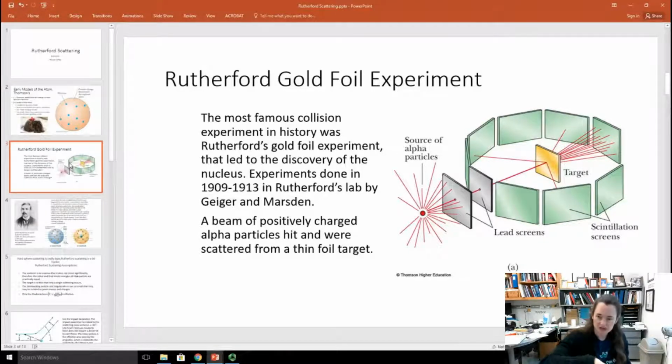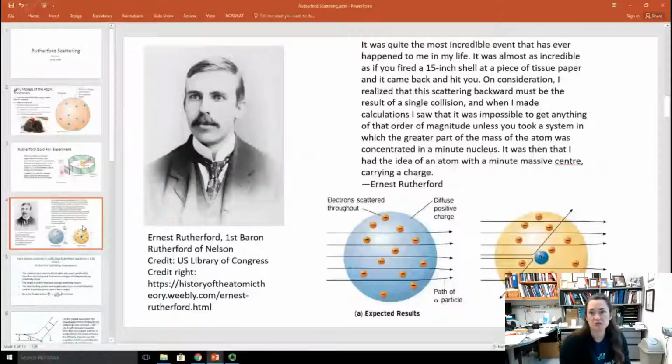Then they had detectors set up in an array around the gold foil, and they measured the angle at which the alpha particles were scattered from the thin foil target. Now, what they found was actually really surprising.